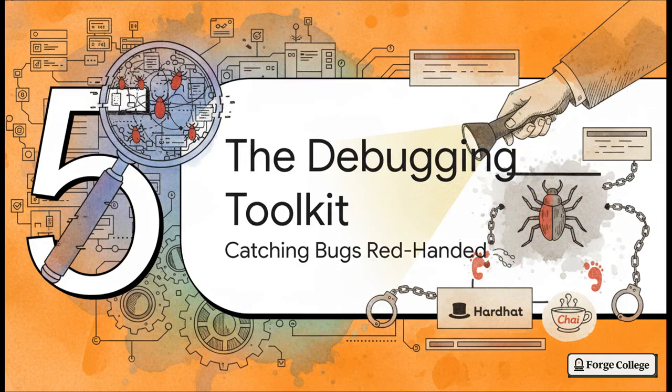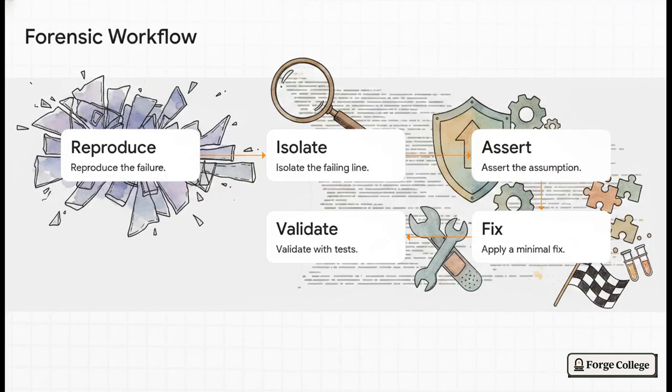On to Section 5, the debugging toolkit. Time to catch these bugs red-handed. Now that we know who our suspects are, we can't just fix them once and hope they never return. We need to set up a forensic workflow to reliably catch them using frameworks like Hardhat and Chai. Here is your standard operating procedure: reproduce, isolate, assert, fix, and validate. This specific cycle is a vital habit you've got to build before deploying any complex data structures. Seriously, you have to actively try to break your own code just to prove that it works.